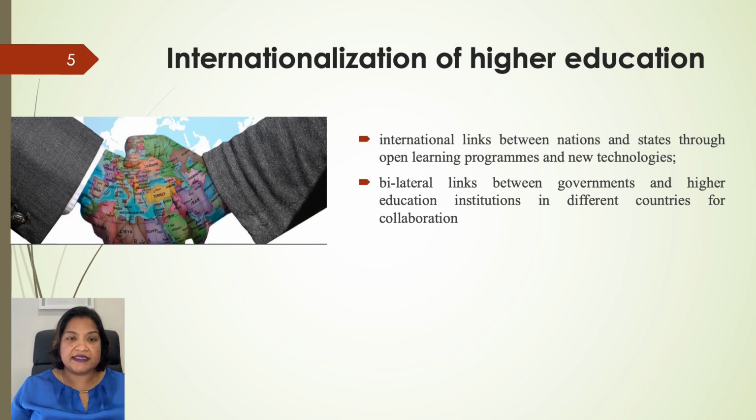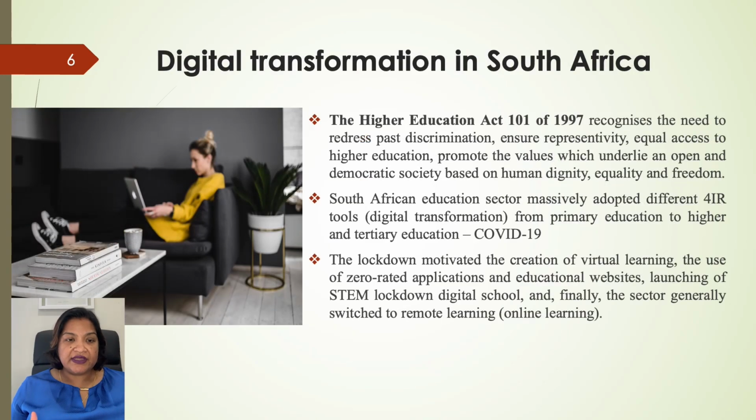The Higher Education Act that we have in South Africa, which was framed in 1997, recognizes the need to address the past discrimination, to ensure that there is representativity, and also providing equal access to higher education. It also gives a platform to a democratic society based on equality and freedom. So the South African education sector has also adopted different 4IR tools, which we term digital transformation, from primary education to higher and tertiary education.